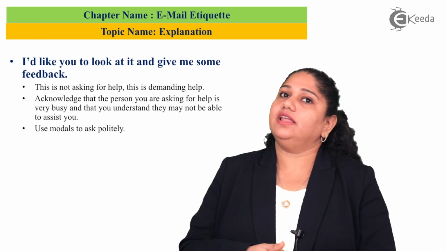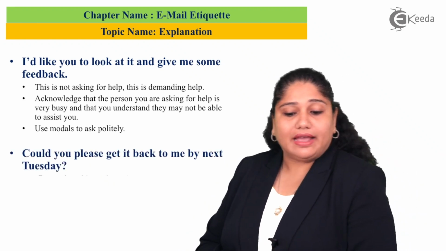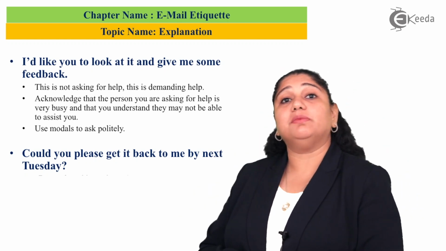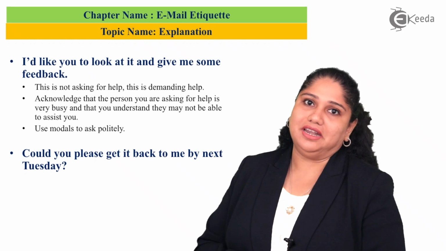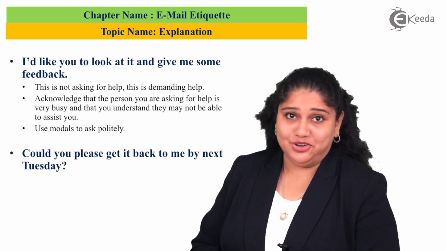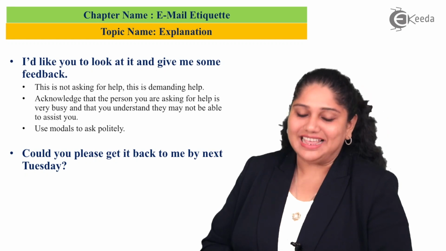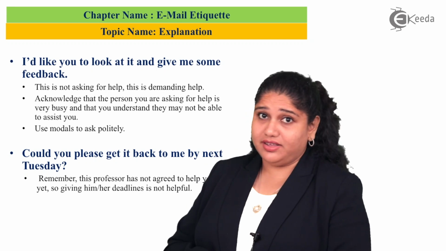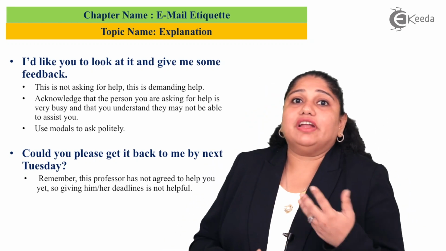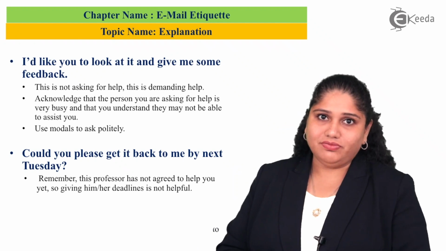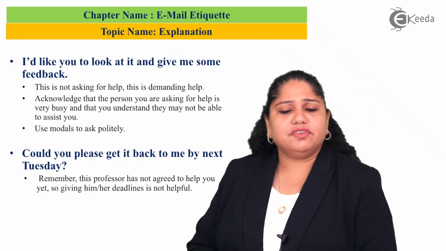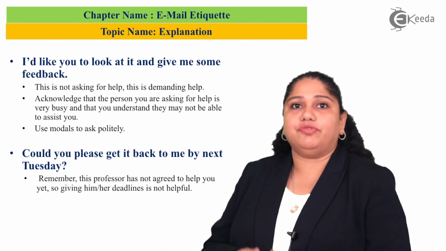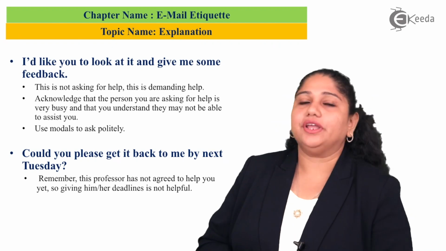Now, let's go to the next blunder that we made in the mail. Could you please get it back to me by next Tuesday? Here, we've not only made the blunder of demanding help, we've also given him a timeline for that help. So I want help and I want it by Tuesday. Remember, this professor has not agreed to help you yet. He's in fact not even replied to your prior mail. So if someone has not agreed, how would you put a deadline on his help? It's help from his side, plus you're putting a deadline on it.